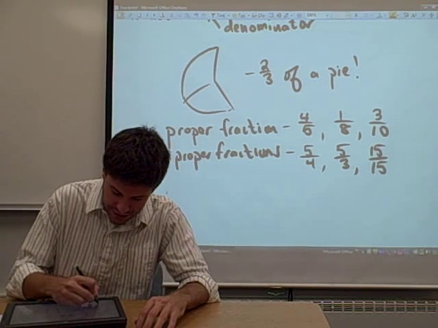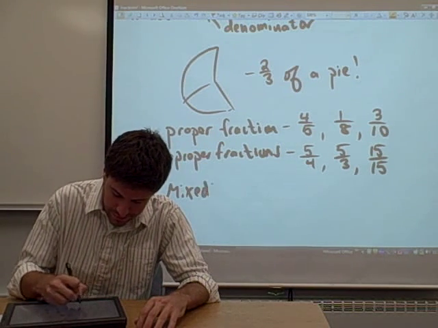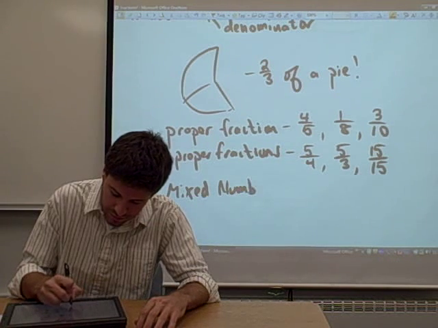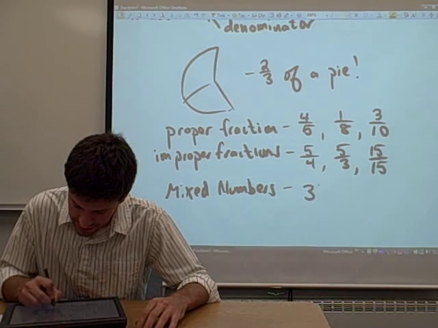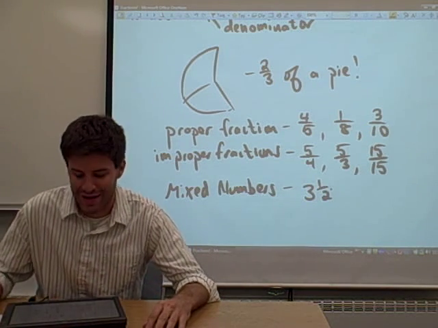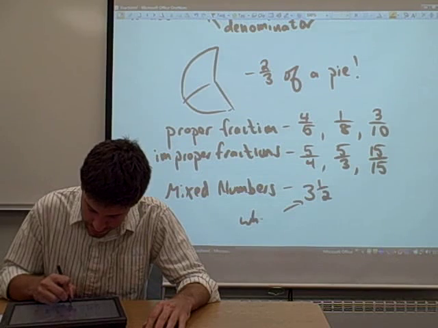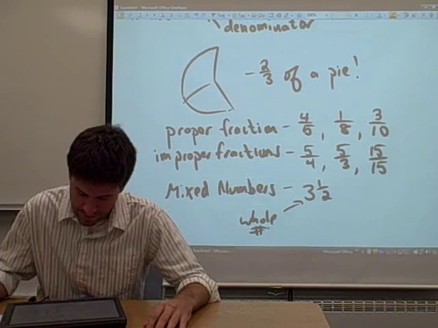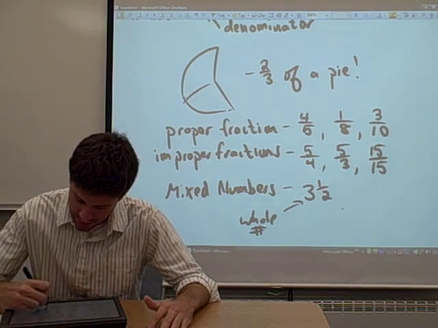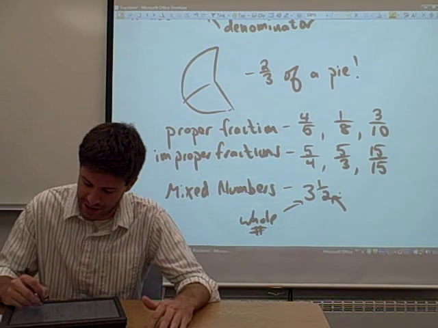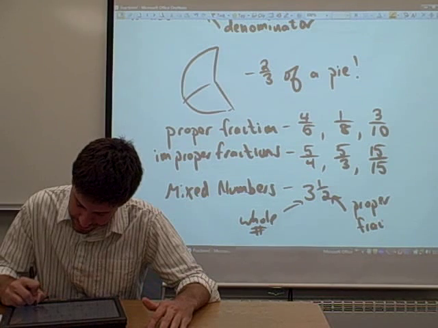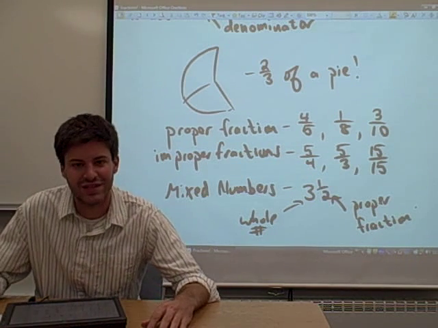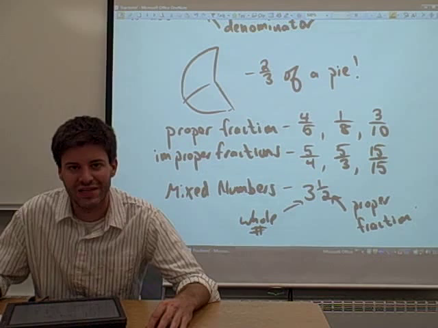There are also things called mixed numbers. An example of a mixed number would be something like this. It has a whole number. The 3 is a whole number. And over here it has a proper fraction. And in this case, this mixed number is read 3 and a half.